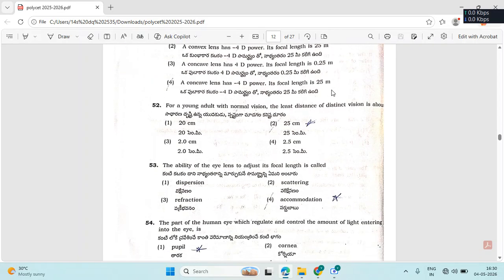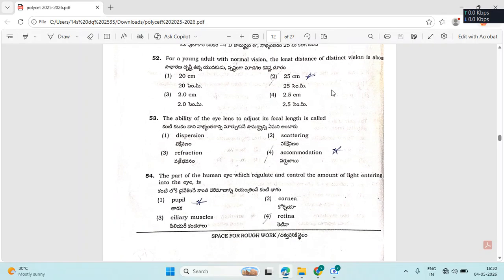For a young adult with normal vision, the least distance of distinct vision is about 20 centimeters, 25 centimeters, 2.0 centimeters, 2.5 centimeters. The correct option is 2 and the answer is 25 centimeters. The ability of the eye lens to adjust its focal length is called dispersion, scattering, refraction, accommodation. The correct option is 4 and the answer is accommodation.